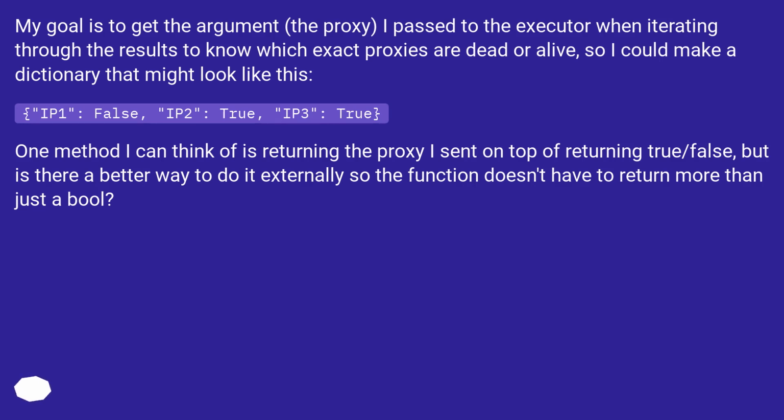One method I can think of is returning the proxy I sent on top of returning true/false, but is there a better way to do it externally so the function doesn't have to return more than just a bool?